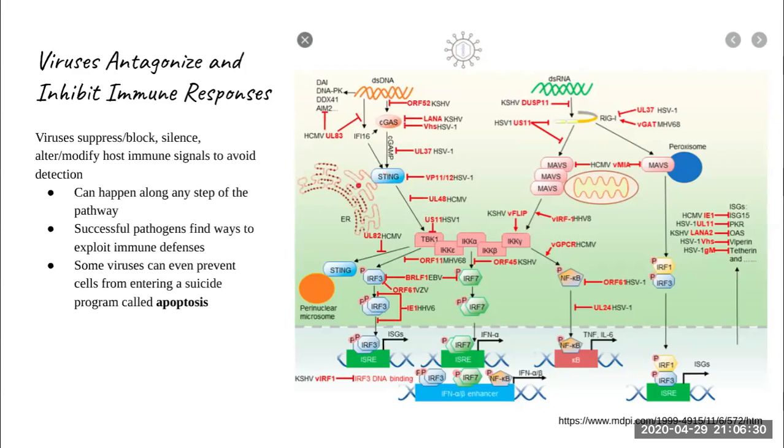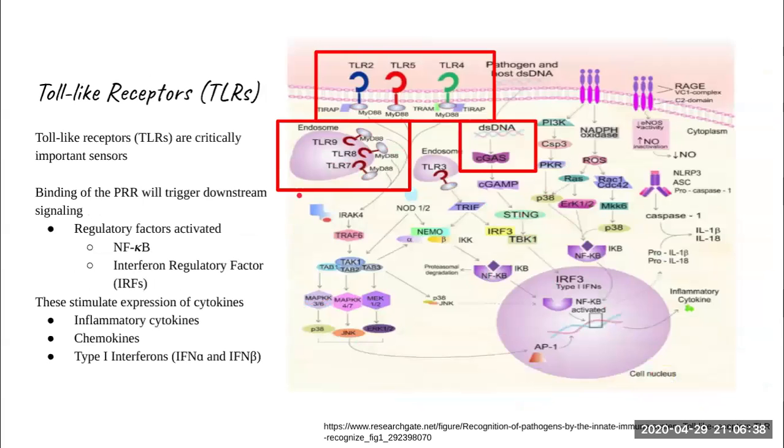And it won't move from the ER and be able to complete this TBK1 phosphorylation. So that would be right here, STING. So this is where this fits in that bigger pathway. It's antagonizing it right here. And so that basically allows the virus to turn the alarm off.